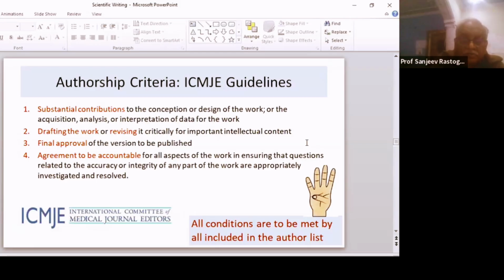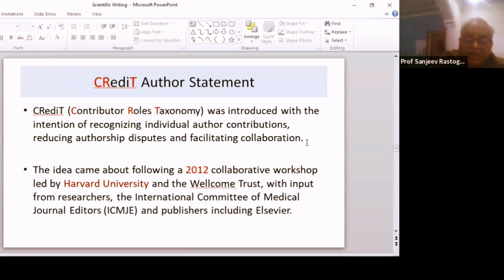And finally, they should be accountable. Everybody who is in the author list agrees to be accountable. If they are getting the fruits of this publication, they would be sharing it. And if they are being punished for the publication of something which is false, they should also be found accountable for it. So they should be accountable for all aspects of the work in ensuring that questions related to the accuracy or integrity of any part of the work are appropriately investigated and resolved. So every author in the list should fulfill these 4 criteria, which are designed by the International Committee of Medical Journal Editors. So this is the credit author statement.